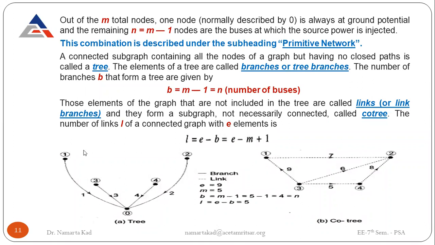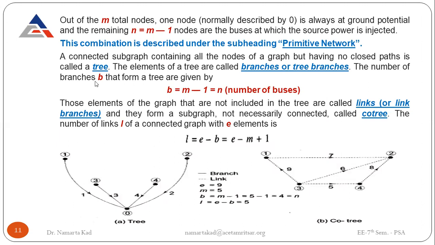In this graph, which is a connected graph, there is no closed path. So this type of graph is called a tree. The elements of a tree are called branches or tree branches. Here we call them 1, 2, 3, 4. We call them branches.